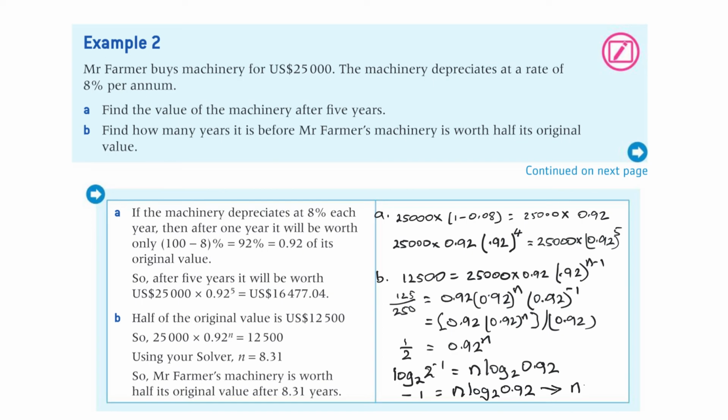And that implies that n equals 8.31. It's actually 8.3129504. In the IB exams, we use 3 significant figures, so we're going to put it at 8.31 years. Make sure you write years in. And that's the answer there. So let's just write years, shall we? Years. Great. Good example, that. Very typical question.